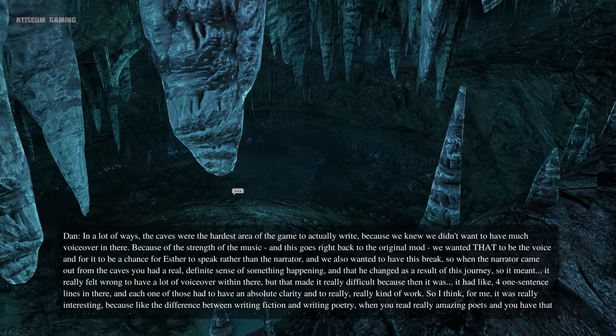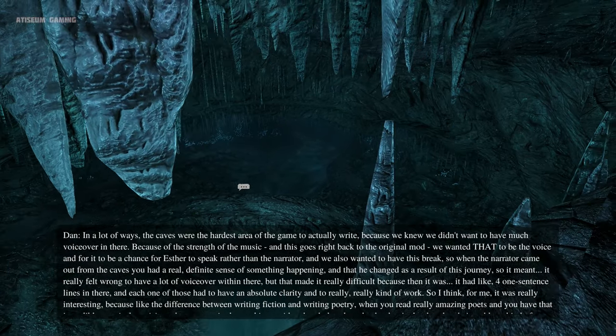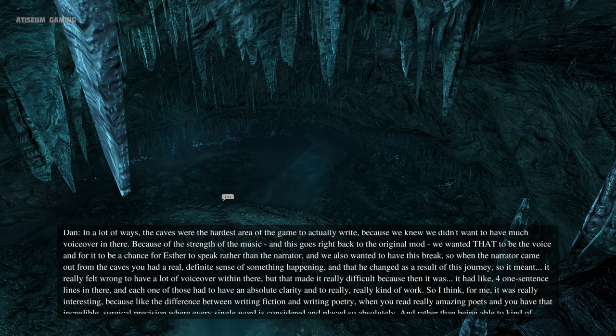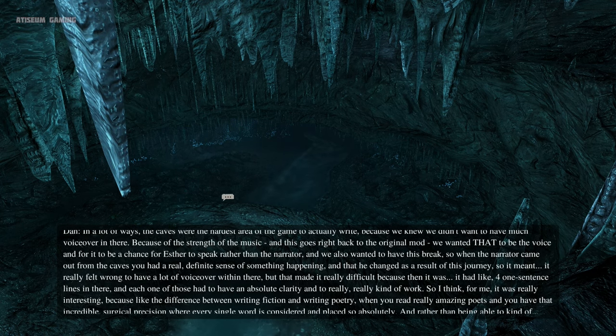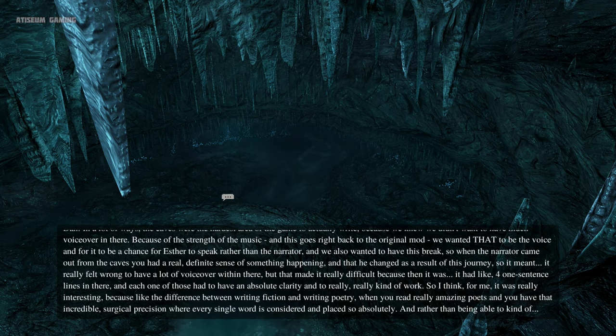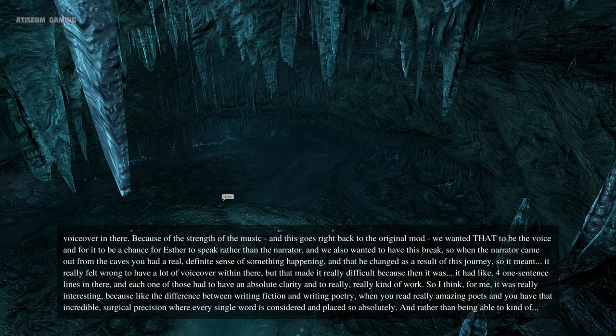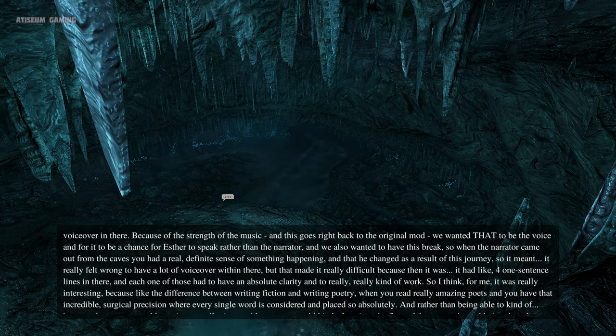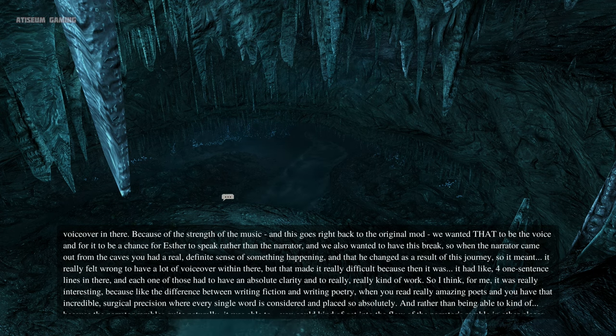In a lot of ways, the caves were the hardest area of the game to actually write because we knew we didn't want to have much voiceover in there. I think because of the strength of the music, and this goes right back to the original mod, we wanted that to be the voice and for it to be a chance for Esther to speak rather than the narrator. And we also wanted to have this break so when the narrator came out from the caves, you had a real definite sense of something happening and that he had changed as a result of this journey.